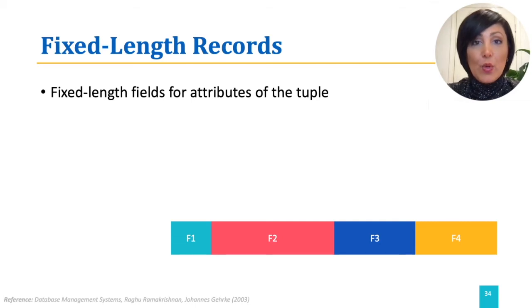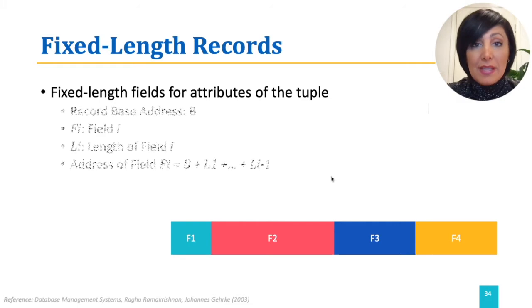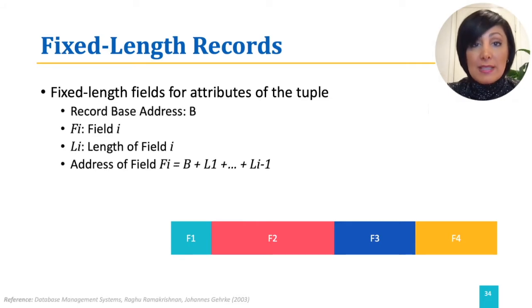A fixed length record has a fixed number of fields, each with fixed lengths. In this case, the fields of all records can be stored in the same order consecutively. To find the address of the specified field, the length of the fields preceding that field added to the base address of the record can be used.